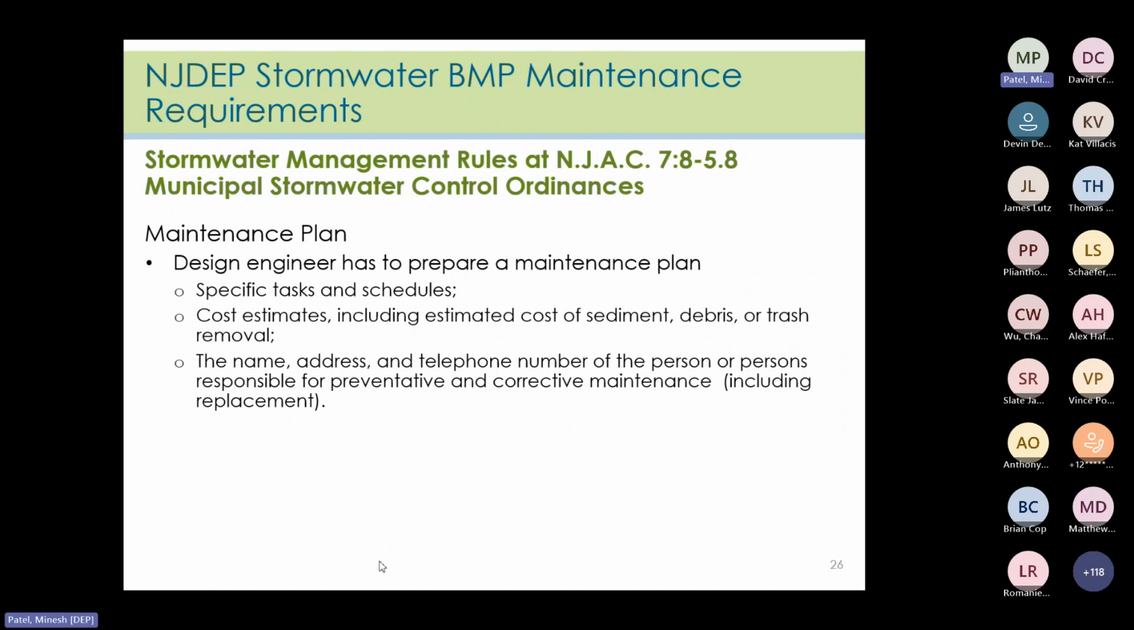So the rules specify the maintenance plan must include details for the design shown on the construction plans, a list of tasks and the schedule for performing them, plus any type of cost estimates that are required. The name and contact information for the responsible party must be clearly shown. This person, or even the party, must perform both types of maintenance. So let's review what falls under preventative versus corrective maintenance.